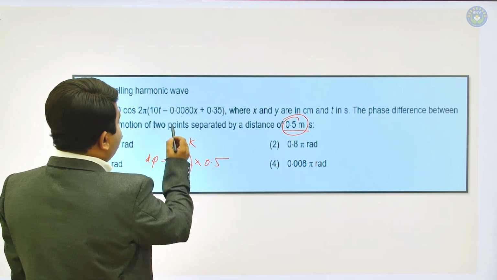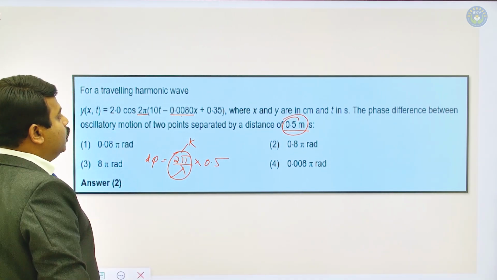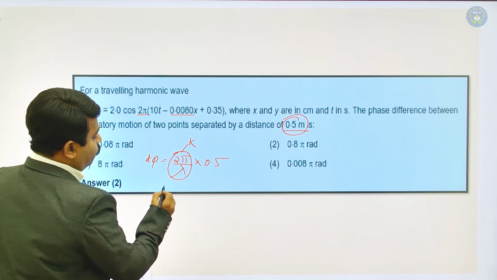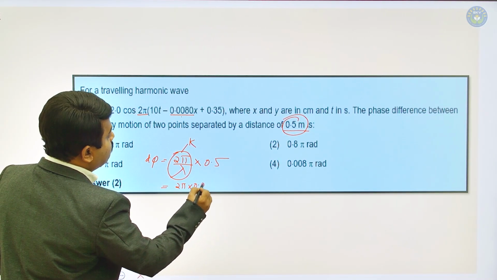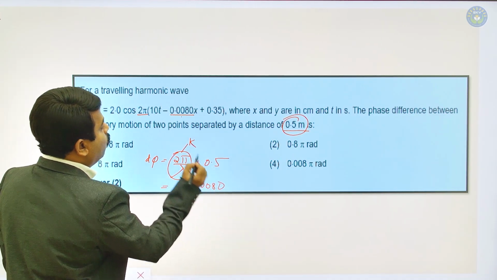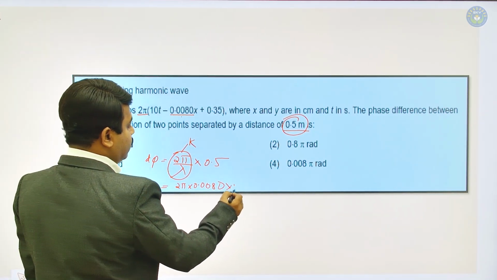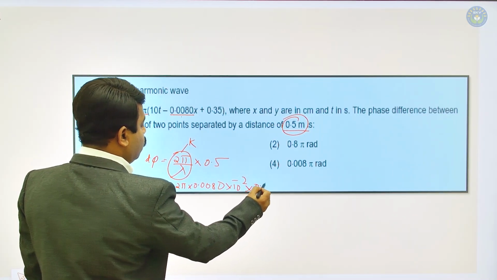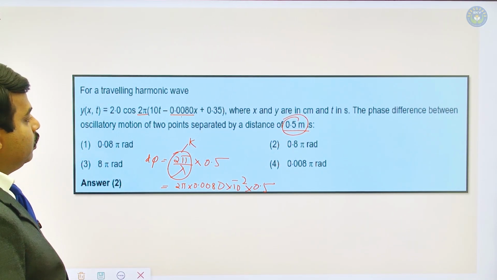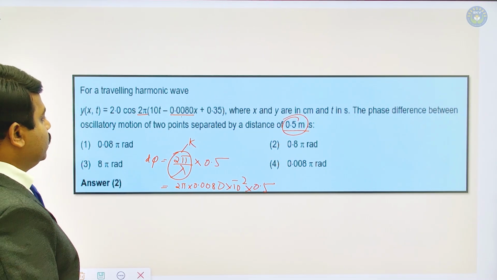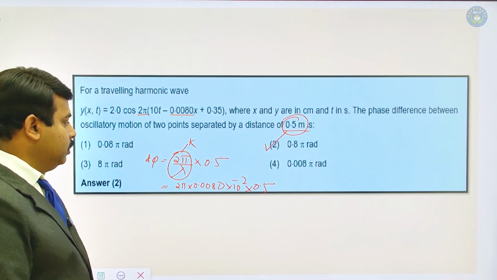What is k? Coefficient of x. That means 2 pi into 0.0080 x. X is in centimeter. Then you can write 10 raised to minus 2 into 0.5, right? So this is the value given, right? So by doing this, you get this answer as 0.85, right? All right.